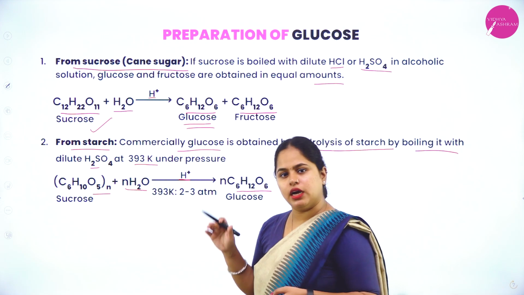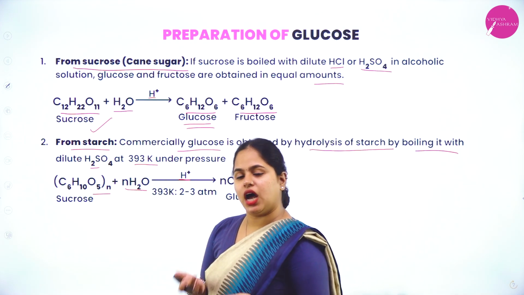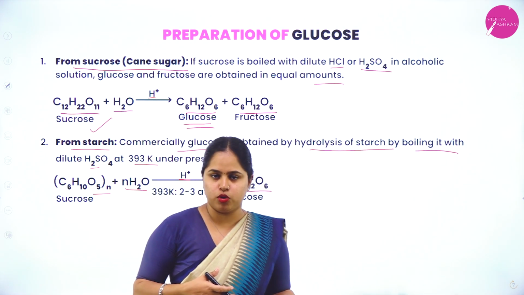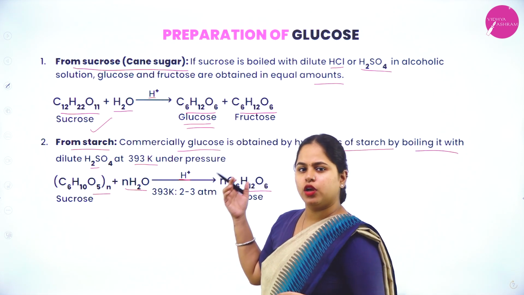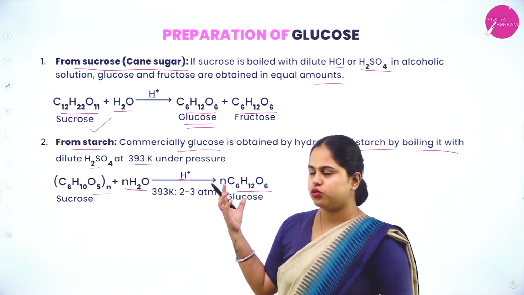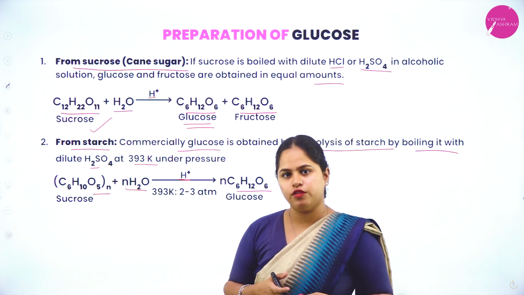NC6H12O6. So, here also you are getting glucose. So, starch can undergo hydrolysis and form glucose, or else sucrose can also undergo hydrolysis and form glucose and fructose. Clear? So, these are the two methods of preparation of glucose.